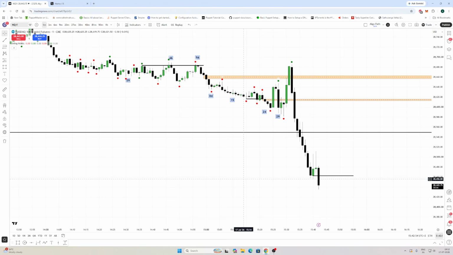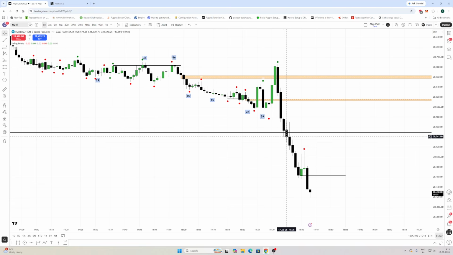So we moved so much, but I didn't get an entry based on almost 250 points. So it was not clear for me at all. At least there were some gaps here I could have entered, but I don't see any gap that could have been a good entry for us.